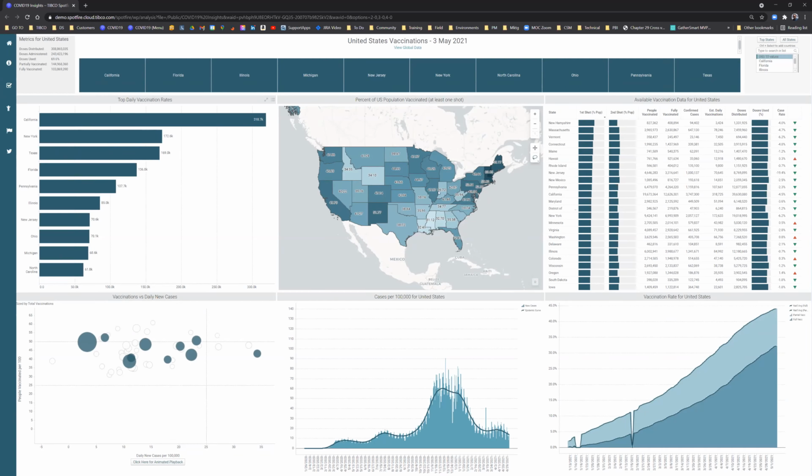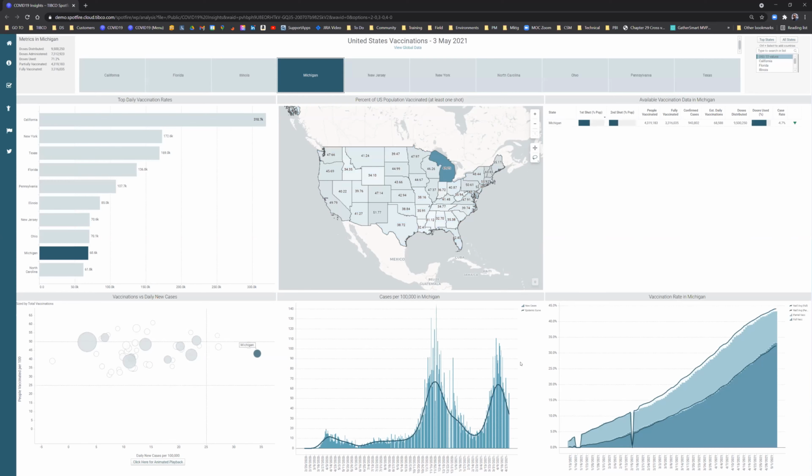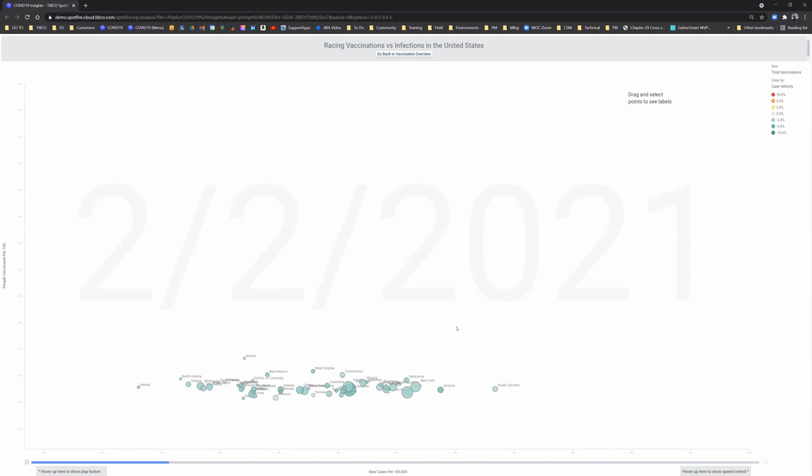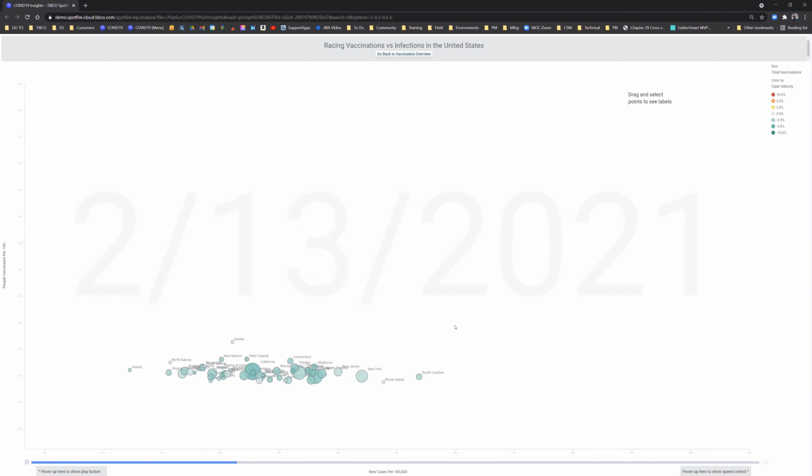So we have the vaccination discussion. This is showing the US. This is Michigan's case rates and vaccination rates. And we also have added a Spotfire mod in here, which is our animated bubble chart that shows how vaccinations have changed per state over time, and what the case rates are. We're seeing the case rates move to the left as cases were declining. The size of the markers increases as more people are vaccinated. The color changes as the rate increases or decreases. And as more people are vaccinated, we're seeing all of these move up.